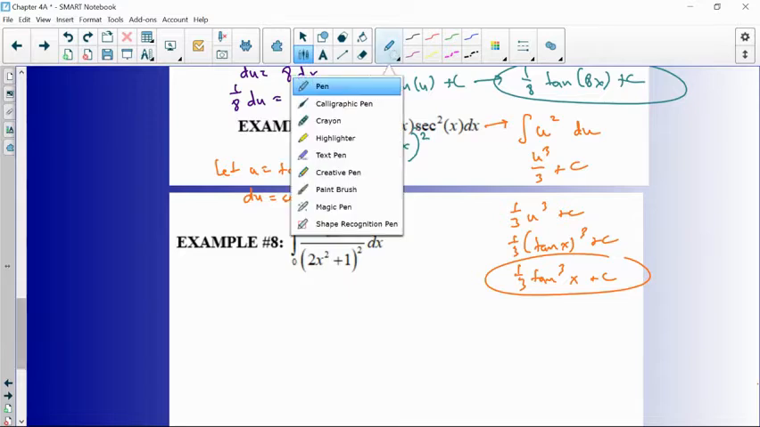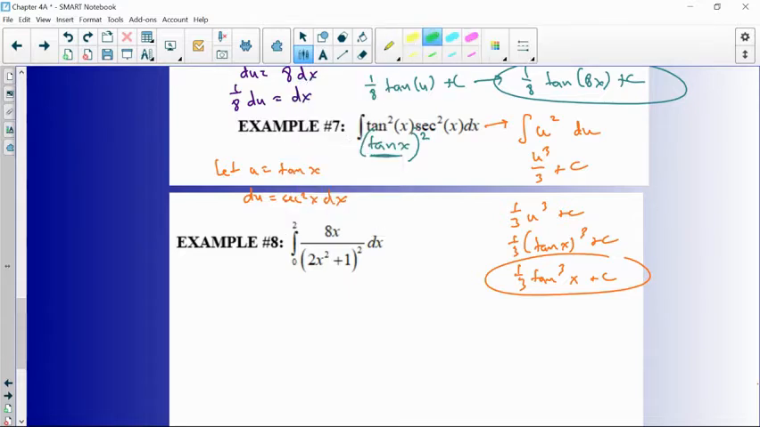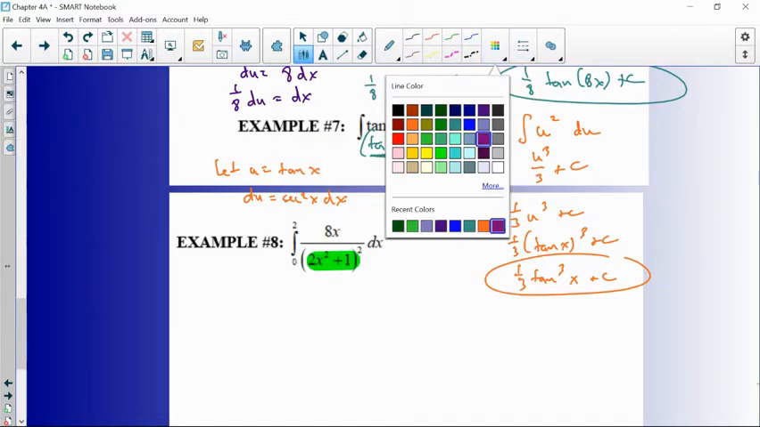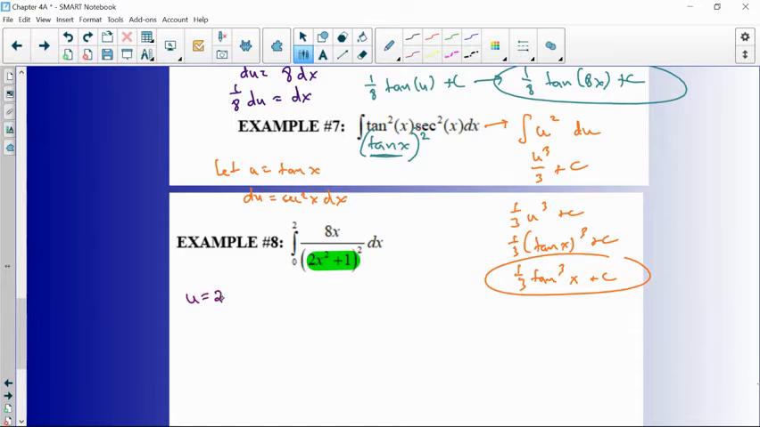But I'm going to notice again, there's a function within a function, so I have this function here, 2x squared plus 1. That's going to be my u, because that's embedded in a quadratic in the denominator. So 2x squared plus 1 is my u. My du is equal to what? 4x dx. And notice I need an 8x dx, so I'm going to double this. So 2 du equals 8x dx.